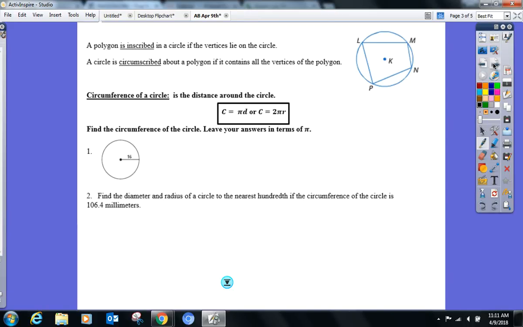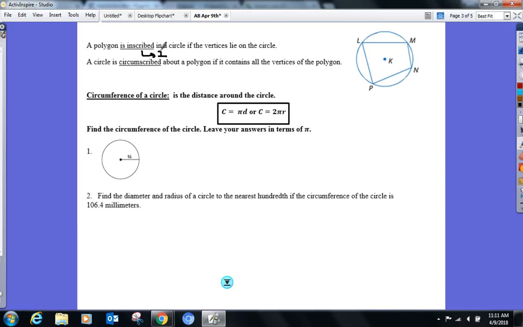Inscribed. A polygon inscribed in the circle. Inscribed sounds like the word inside. We're off to a good start. Inside, meaning the polygon is inside the circle. All right, inside the circle.